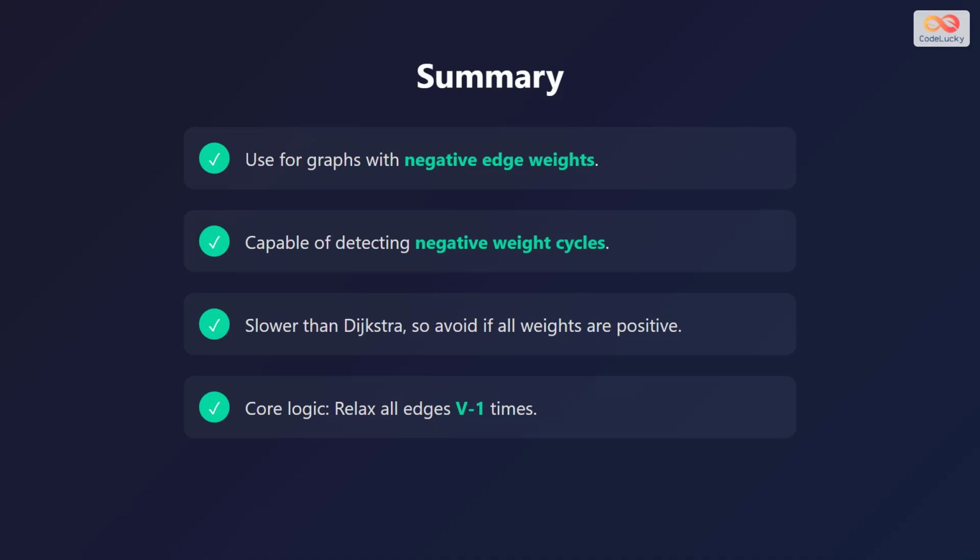To summarize, use Bellman-Ford when your graph might have negative edge weights or when you need to detect negative cycles. Remember the rule of V-1 iterations, and keep in mind that for strictly positive weights, faster algorithms exist.